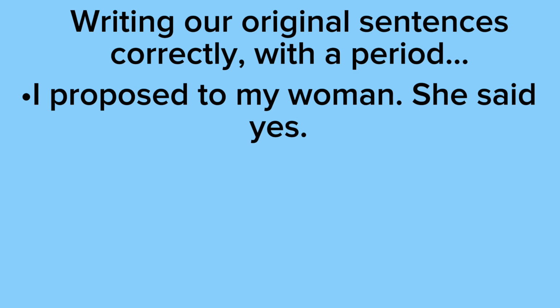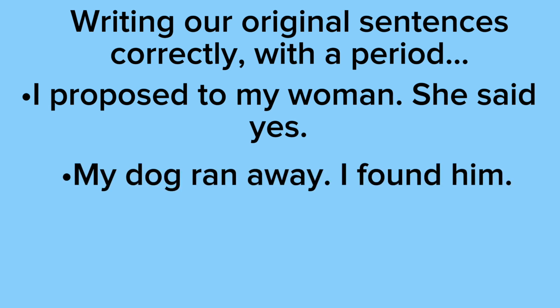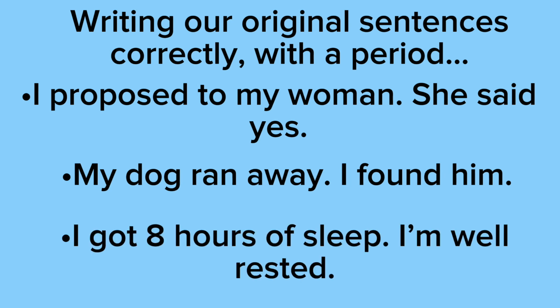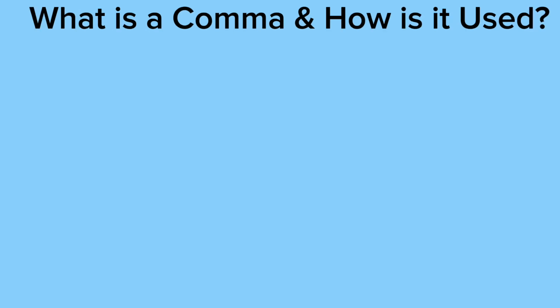So first we have: I proposed to my woman. She said yes. Next we have: my dog ran away. I found him. Next we have: I got 8 hours of sleep. I'm well rested. Next we have: what is a comma and how is it used?